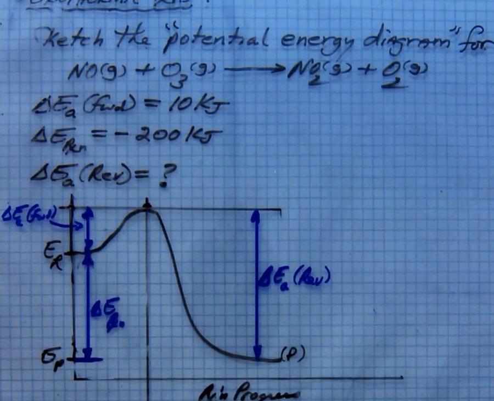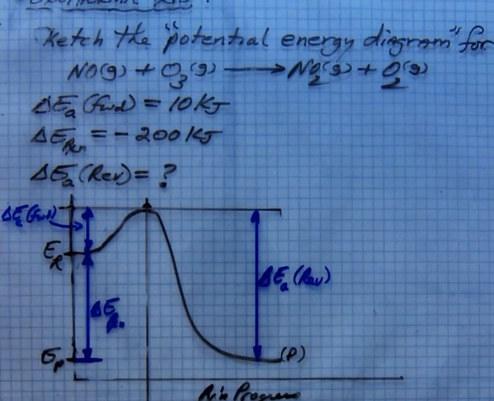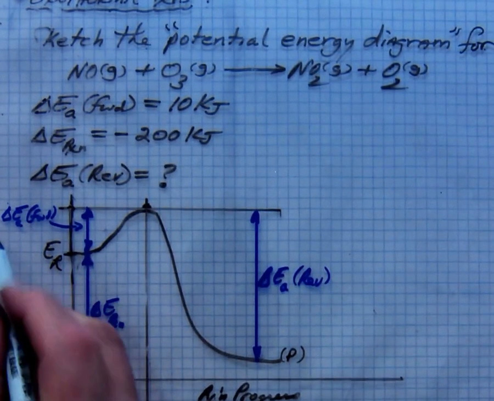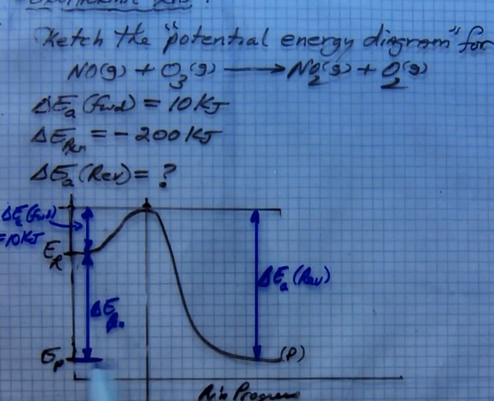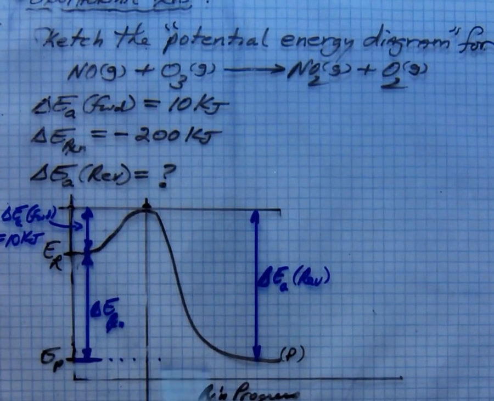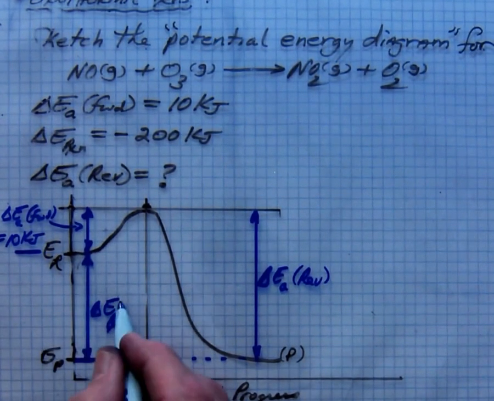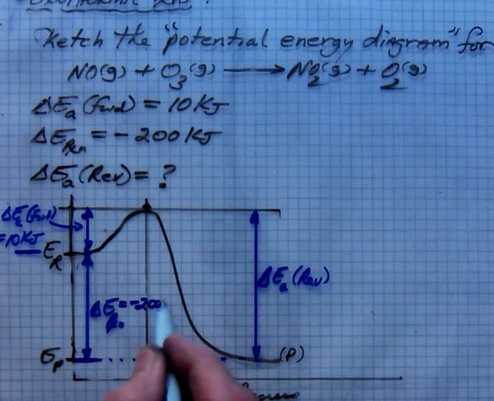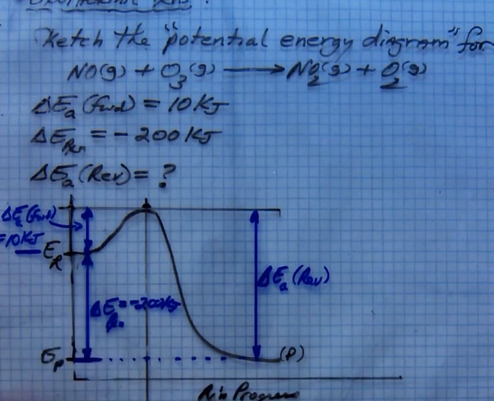Okay, now we are given the activation energy of the forward reaction here is equal to 10 kilojoules right here, and the heat of reaction, go ahead and extend that a little bit, show where it goes, is 200 kilojoules between here and here. It is exothermic, so it would be below the starting point, that is your reactants. And the question is, what is the activation energy of the reverse reaction?